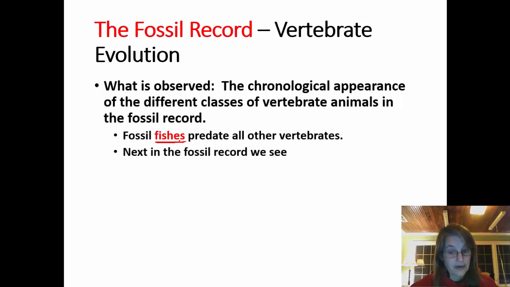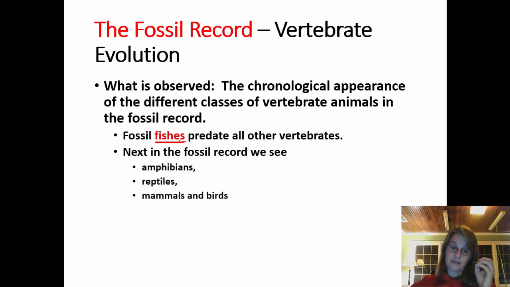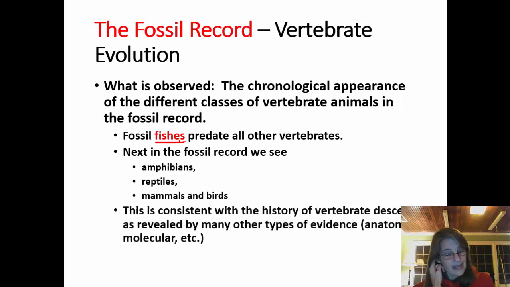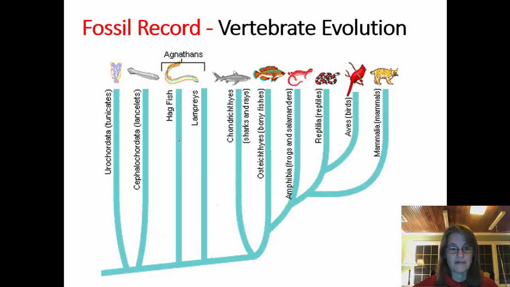Next in the fossil record, after the fish, we see amphibians arise. We see reptiles after them, and then after the reptiles, we finally see mammals and birds arise, kind of not too far apart from each other. So this is consistent with the history of vertebrate evolution as revealed by many other kinds of evidence. Again, the anatomy of vertebrates, their body structures, the genetics that we observe in vertebrates. This is in alignment with all of those other types of evidence.